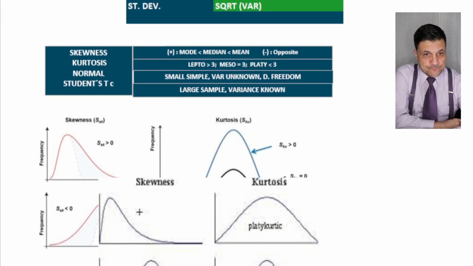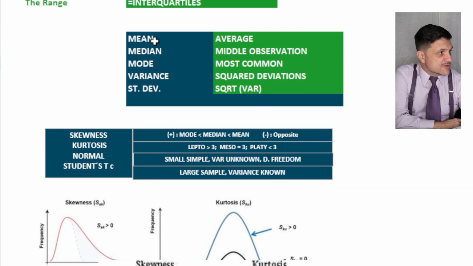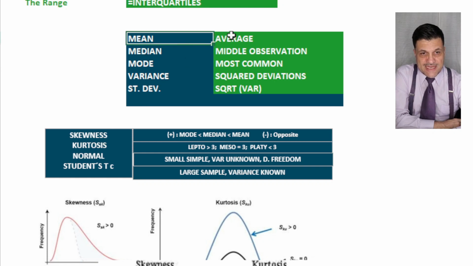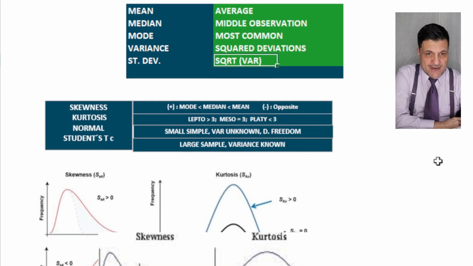Now, let's talk about those specific measurements here. Mean, median, mode, variance, standard deviation, kind of already mentioned to you. The mean is the average, the expected. The median is the middle observation. The mode is the most common. The variance is the square deviations, right? The average of the square deviations, I should say. And the standard deviation is the square root of the variance, right? So it's good to remember, to remind you of that.